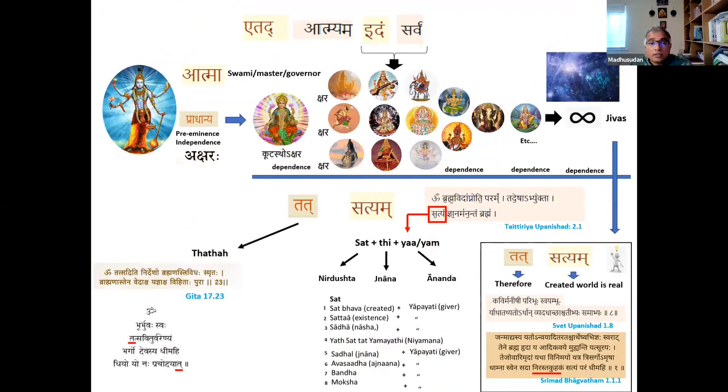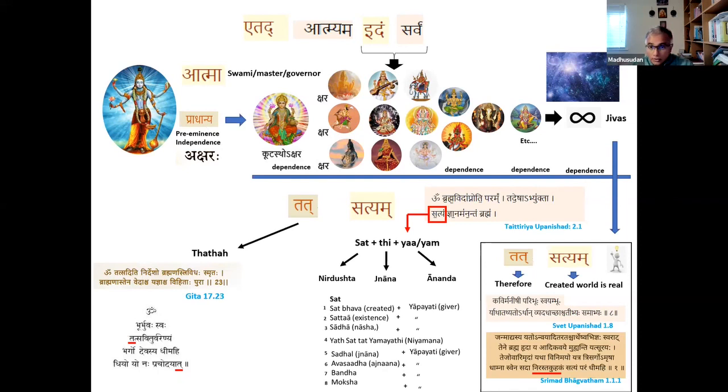Etad Atmyam Idam Sarvam. This Etad is very close to you. Atmyam Idam Sarvam. Atmyam means he is the Swami. He controls Idam Sarvam, all else in the universe. Both the Ksharas, the Jada, the Kshara, and Akshara, Kutastho Aksharaha. From the 15th verse, we can understand that this person is supreme most, but he is the Swami, the master or the governor of all these. Idam Sarvam.